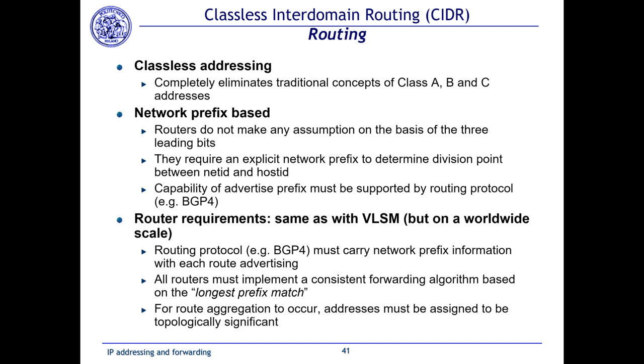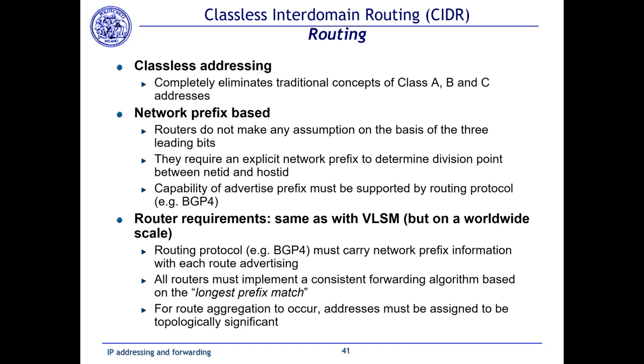So actually a block of addresses that corresponds to a network in classless interdomain routing is assigned by providing two numbers. One is the prefix and the other one is the net mask, or the length of the prefix. So routers do not make any assumption on the basis of the leading bits, so they require an explicit prefix to determine the division point. And of course, this implies that the routing protocols must support this capability.